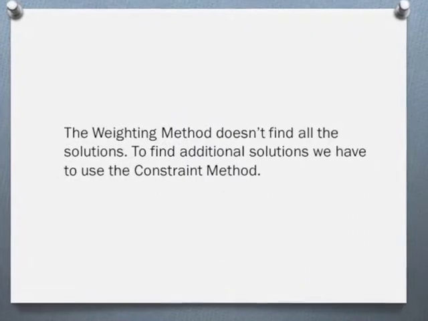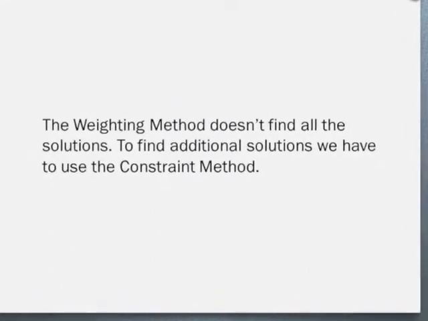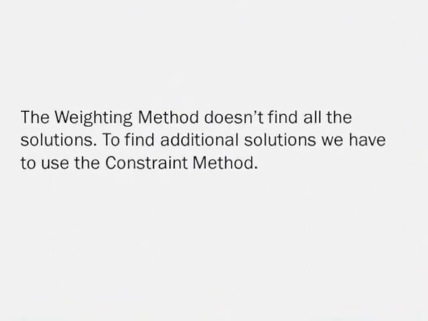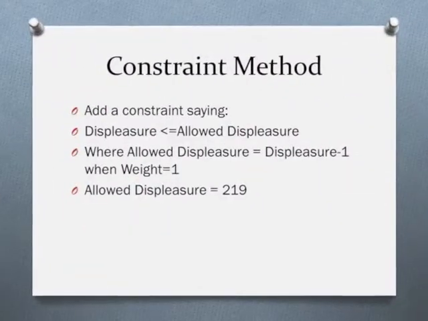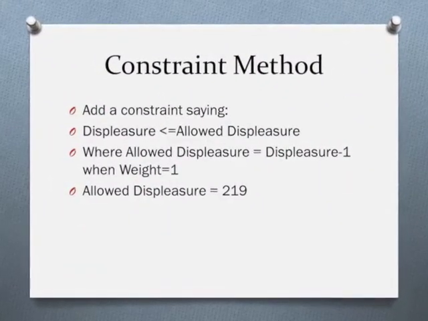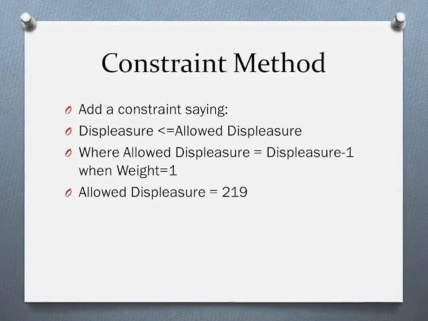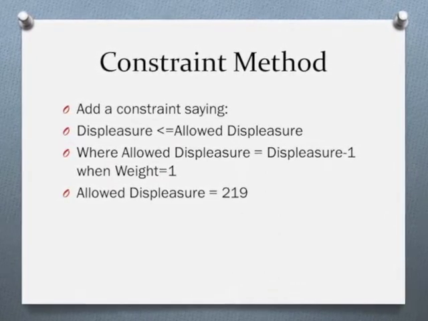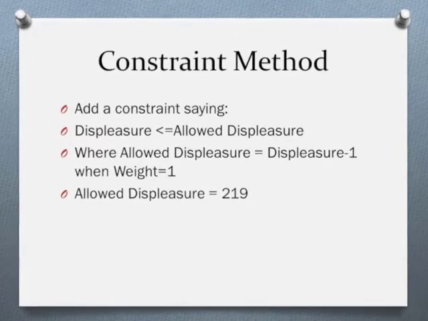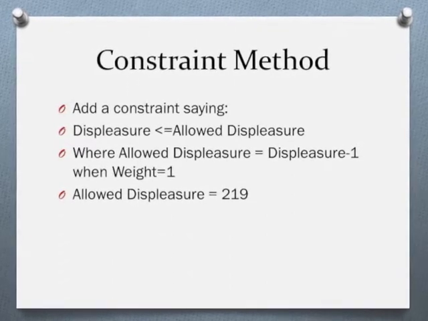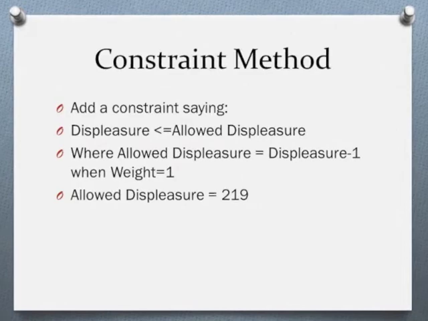The weighting method doesn't find all the solutions. To find additional solutions, we have to use the constraint method. To use the constraint method, you add a constraint saying that displeasure is less than or equal to the allowed displeasure, where allowed displeasure is equal to displeasure minus 1 when weight equals 1. When weight equals 1, displeasure is maximized. Therefore, the allowed displeasure is 219.